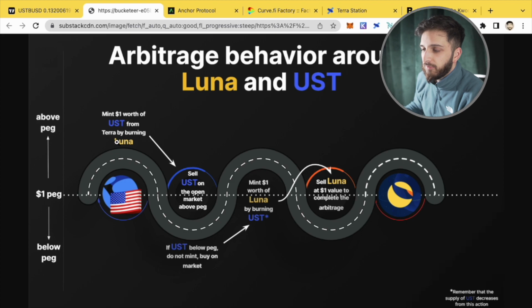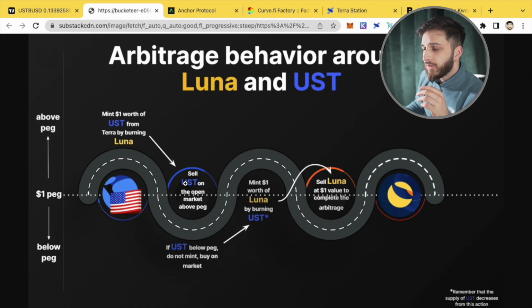So when UST goes above peg, so when it goes above $1, well, you can do a number of things. You can sell it on the market, and because it should only be worth $1, you should be able to make your gains from there. So as you can see, just written here, sell UST on the open market because it's above the peg. It should be $1. At times it's gone to $1.01, $1.02, and during those times, you just sell it on the open market, and that's happened many times.